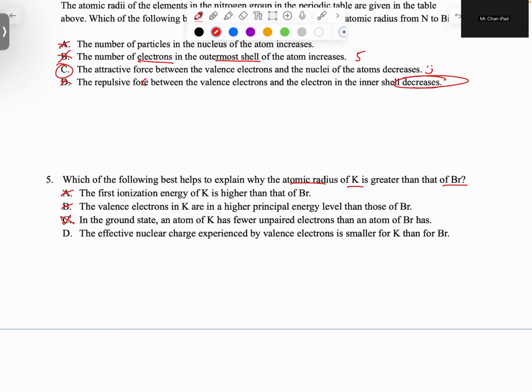So it's D. The effective nuclear charge experienced by the valence electrons is smaller for K than for bromine, because the effective nuclear charge for K is 1, and for bromine is 7. These two numbers are exactly the same as the number of valence electrons, if you don't know it yet. For the main group elements, the effective nuclear charge is the same number as the valence electrons. So that's why we say as we go to the right on the periodic table, in the same period, the effective nuclear charge increases.